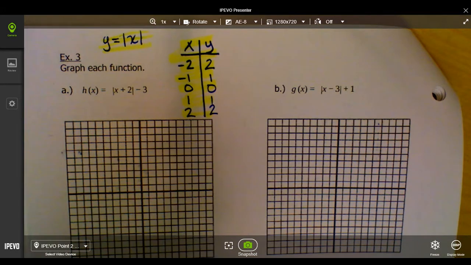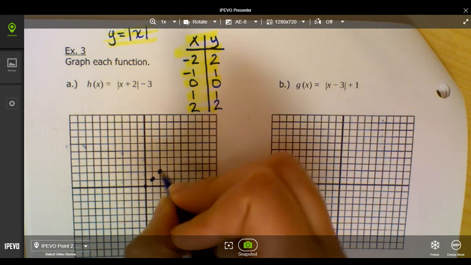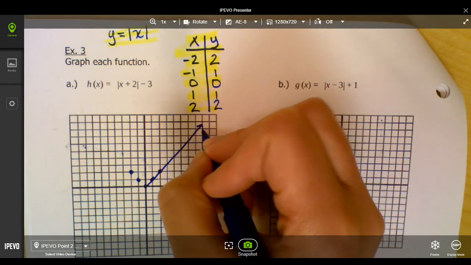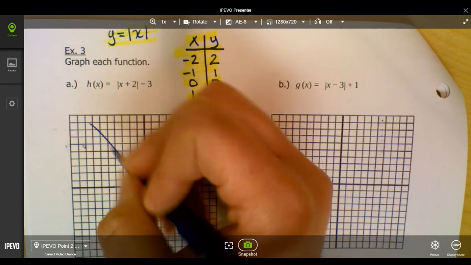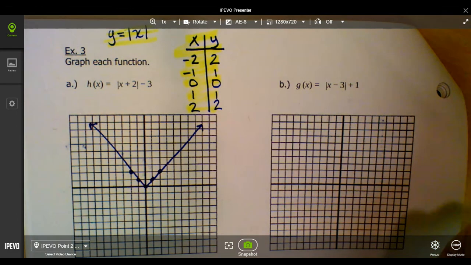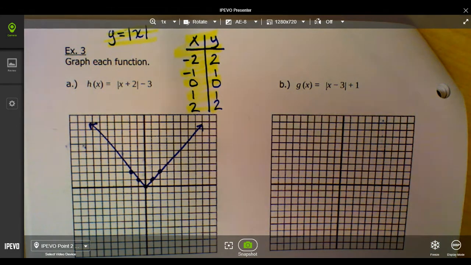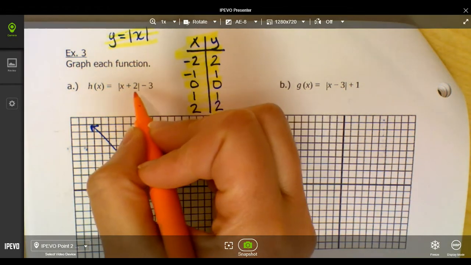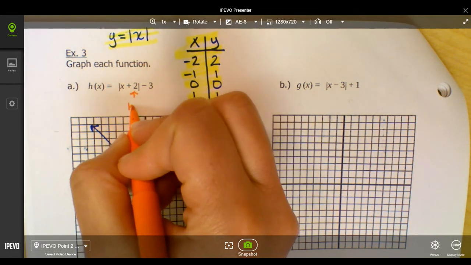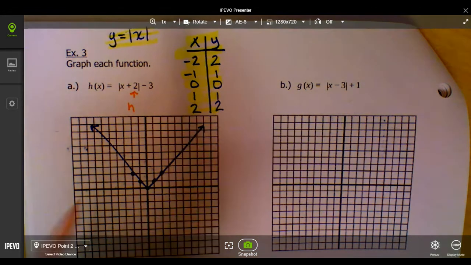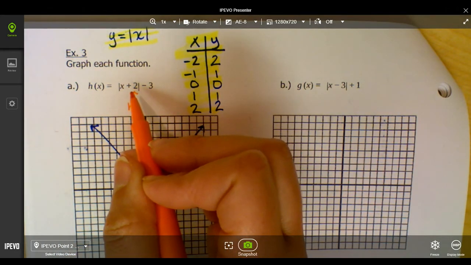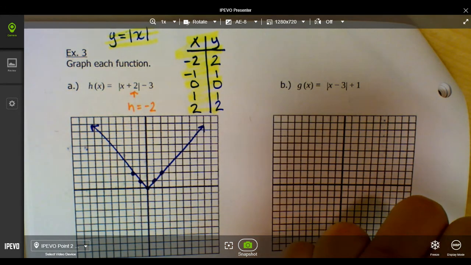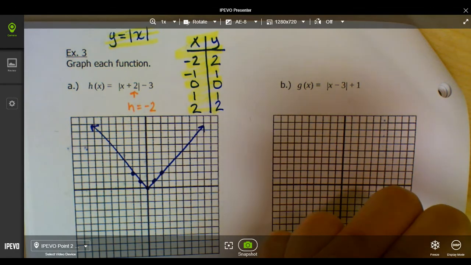So I'm going to graph this parent graph. And these guys are really easy because they just look like V's. And I always say V for value. So parabolas are U's, absolute values are straight V's. Okay, so now let's actually see what's going on over here. So it looks like I have something inside with the X. So this is going to be my H. And remember, H is always the opposite of what it seems. So it looks like I'm adding 2, but I'm actually subtracting a -2 according to my original function. All right. So my H is -2.